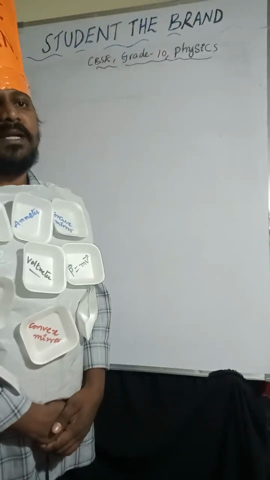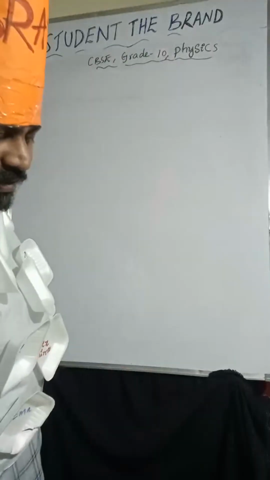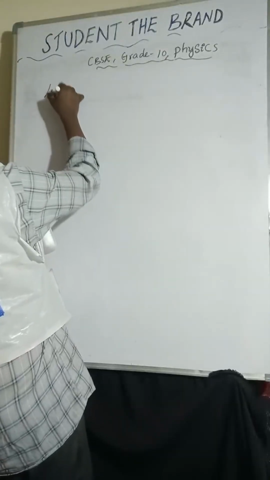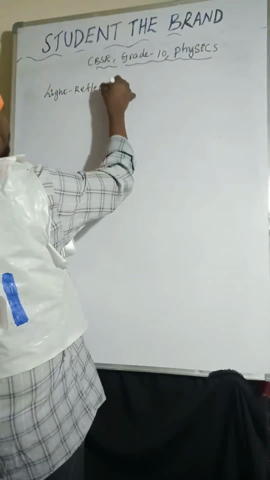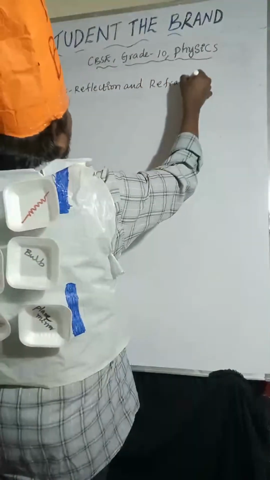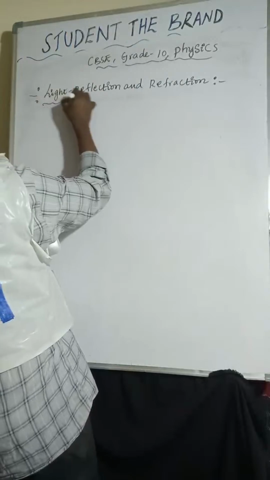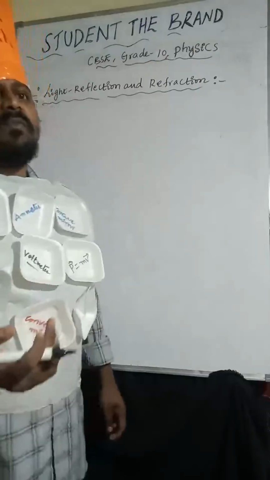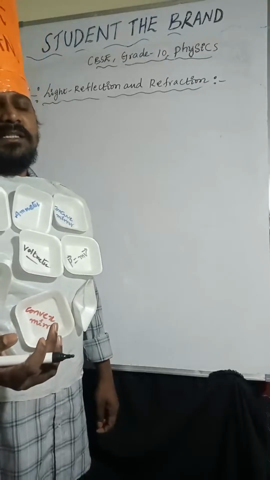Today I'm going to explain about the light reflection chapter. Light is a form of energy which gives the sensation of sight.